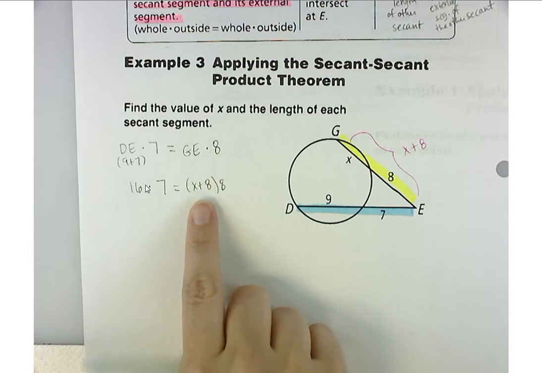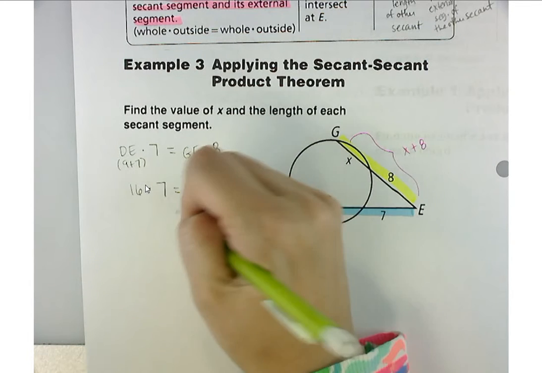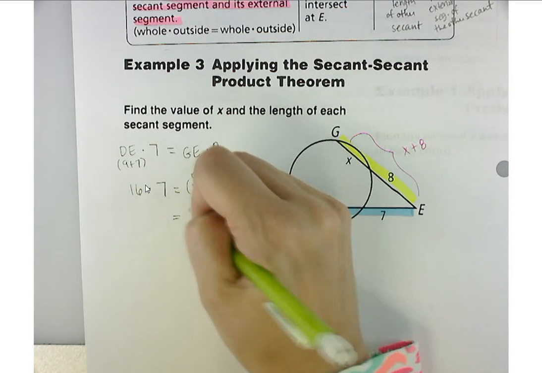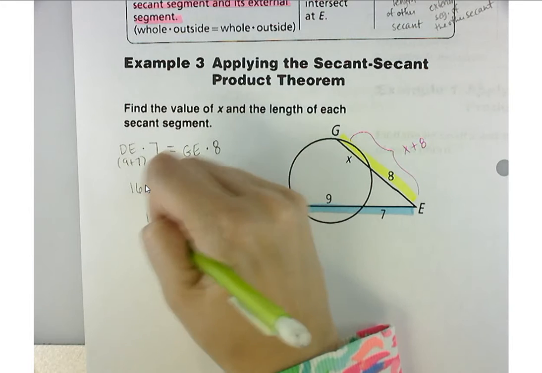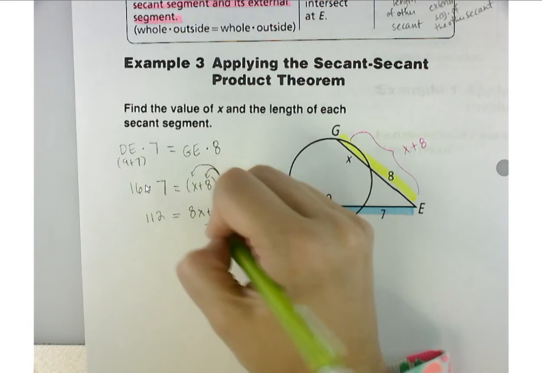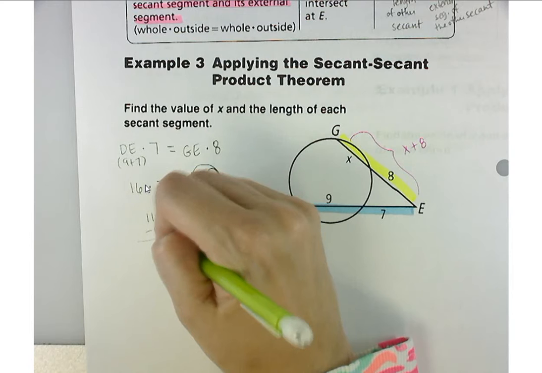This is a binomial, which is what it's called when you have two terms. So you're going to have to distribute to both of the terms. When you distribute, you have to multiply both of these by 8. So this would be 8x plus 64. And then 16 times 7 is going to be 112. And this is another one where first we're going to find the value of x, and then we're going to find the length of each secant line.